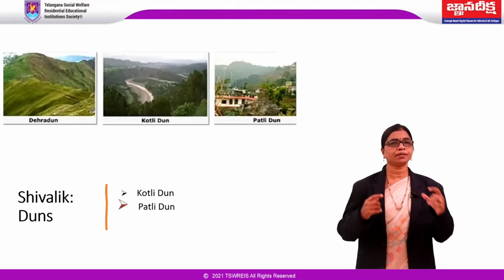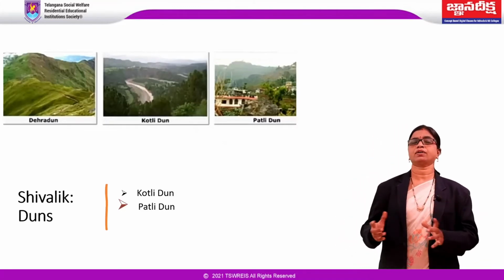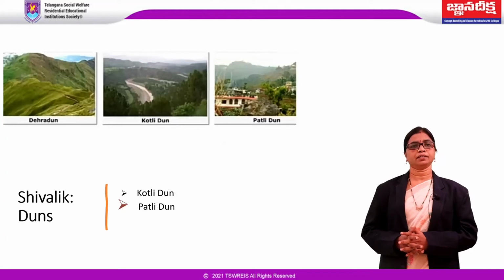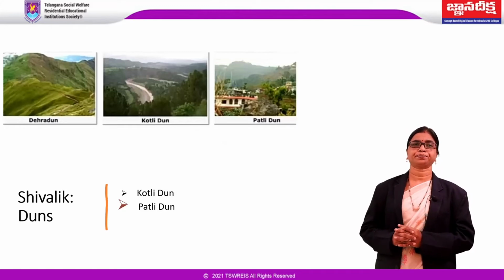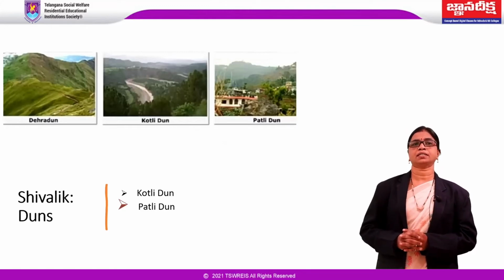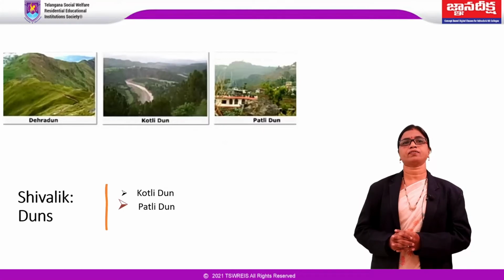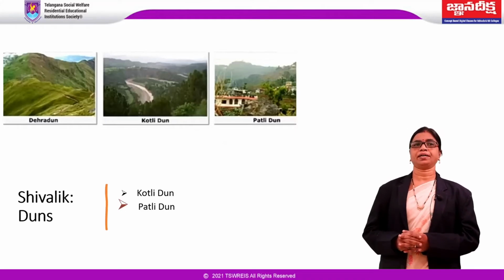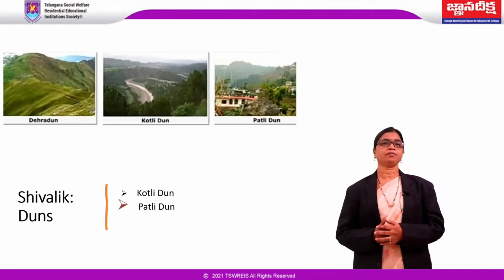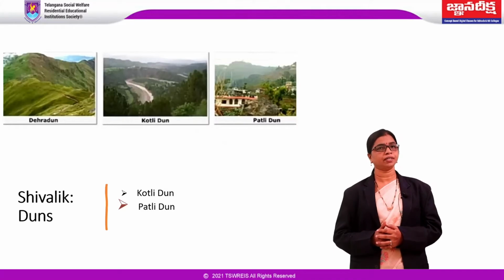The valleys lying between the lesser Himalayas and Shivalik ranges are called duns. Examples of these duns are Dehra Dun, Kotli Dun and Patli Dun. Dehra Dun in Uttaranchal is the best example of such a plain, which is 75 kilometers long and 15 to 20 kilometers wide. Different names are given to these ranges in different regions.